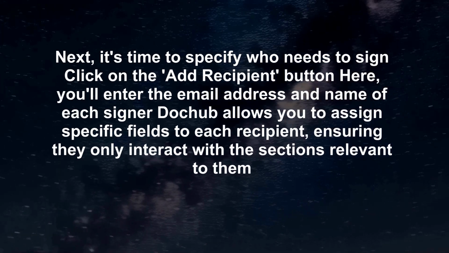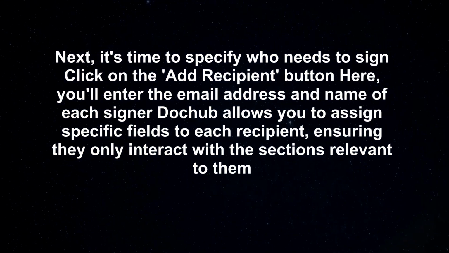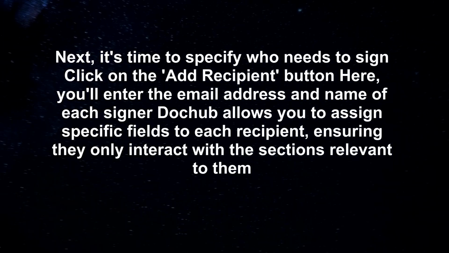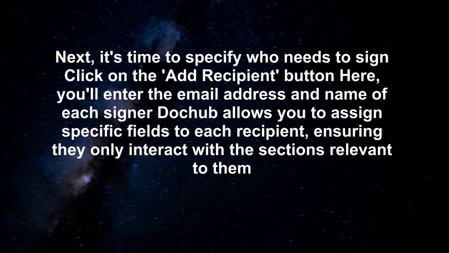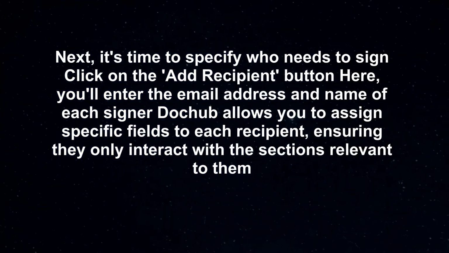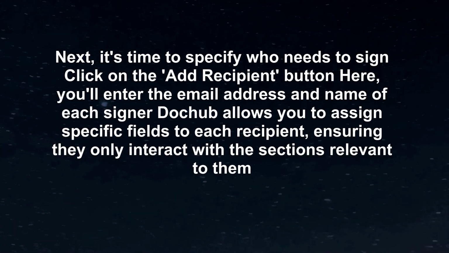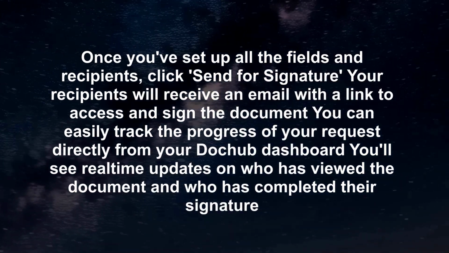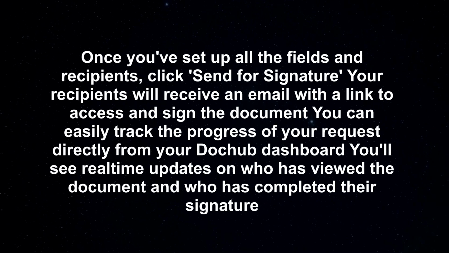Next, it's time to specify who needs to sign. Click on the Add Recipient button here. You'll enter the email address and name of each signer. Dochub allows you to assign specific fields to each recipient, ensuring they only interact with the sections relevant to them. Once you've set up all the fields and recipients, click Send for signature.